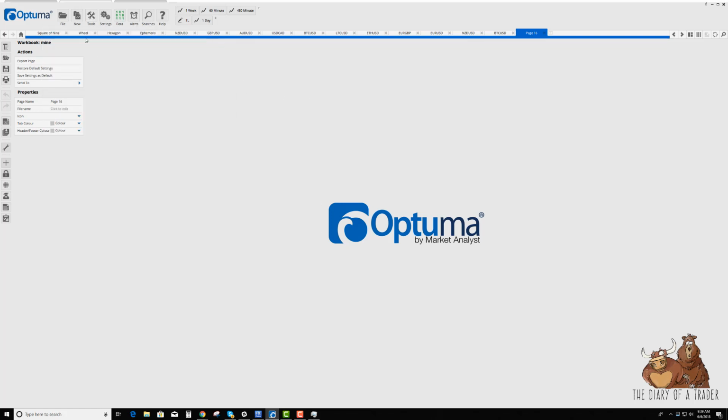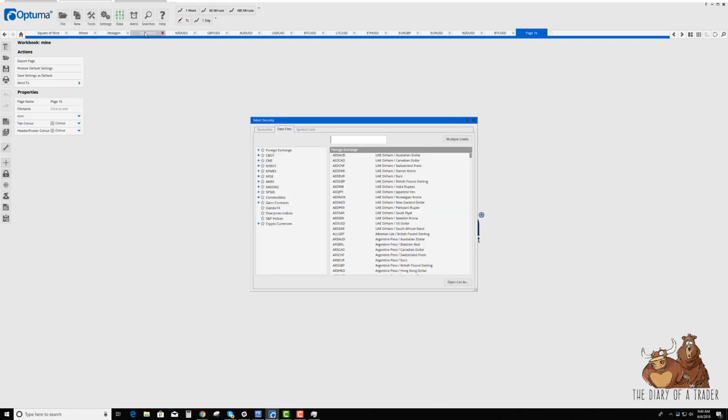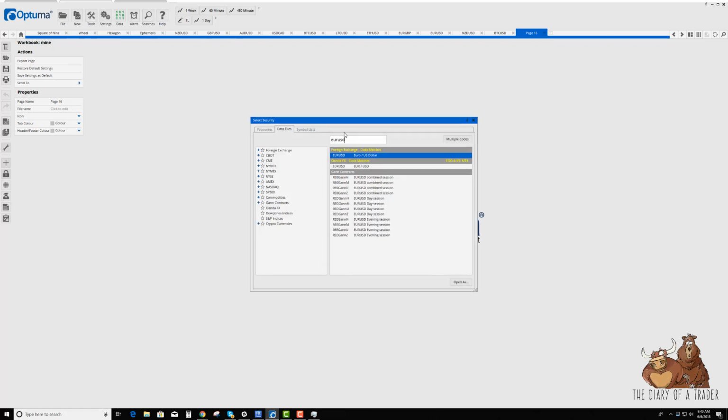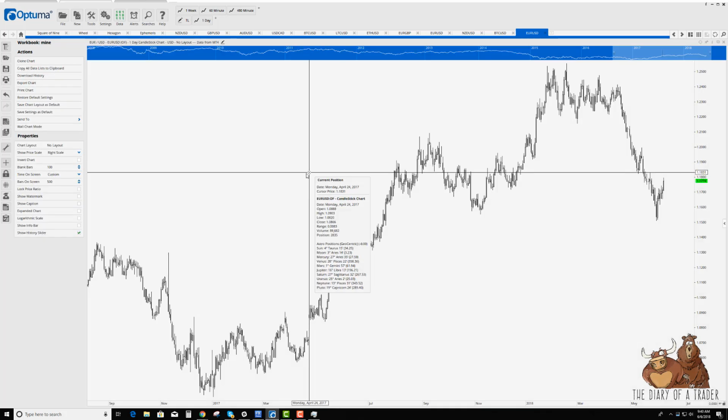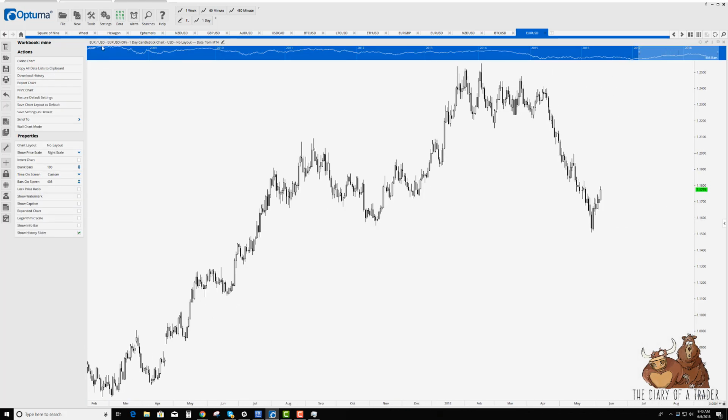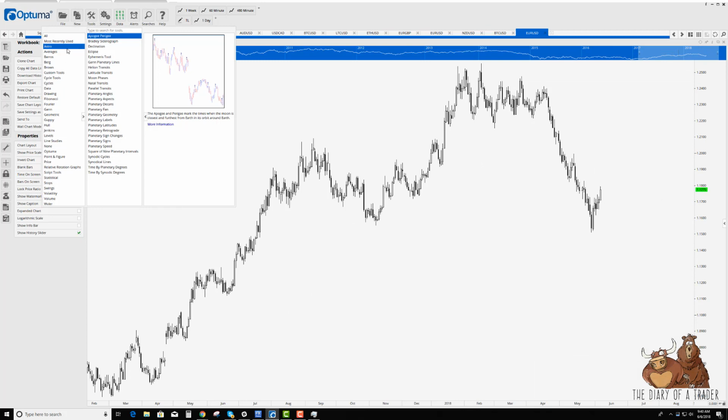And so what we're going to do is open up a new candlestick chart. We'll do it of the euro dollar forex pair. And next we need to open up our planetary aspects.